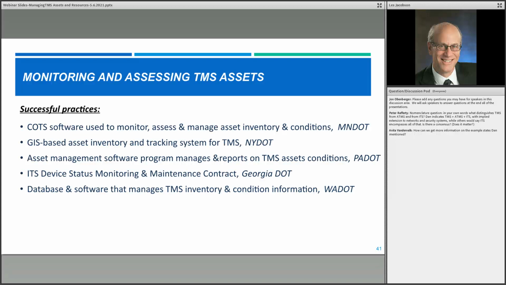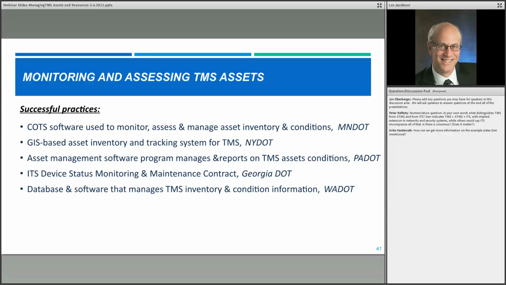So some of the successful practices: typically anymore, people are using COTS software. It's much more cost effective. Minnesota DOT is a good example of that. Also, I think new asset management systems are all GIS based. It really helps for being able to know exactly where a particular asset is. New York State DOT is a good example of doing that. Also, asset management software programs that manage and report on all of your TMS assets and conditions, and PennDOT is a good example of that.